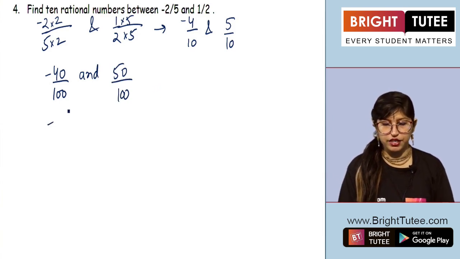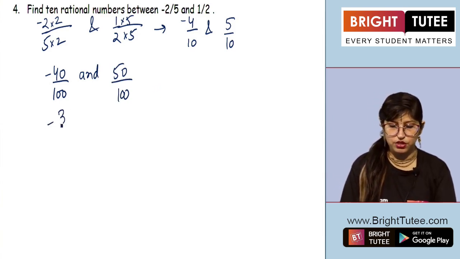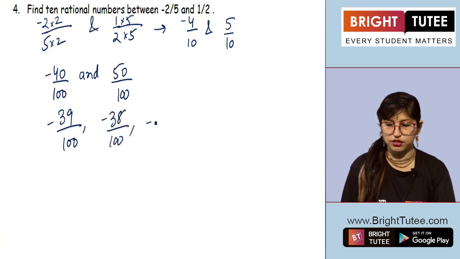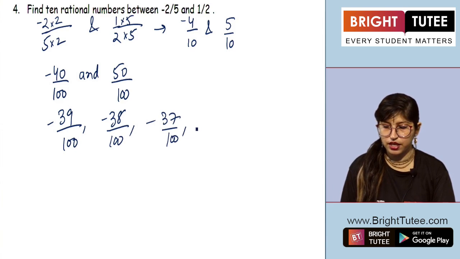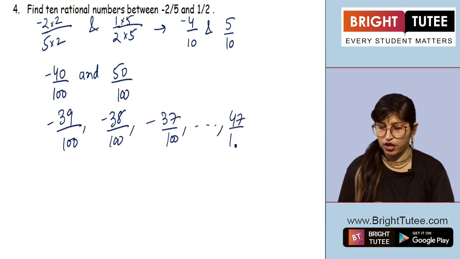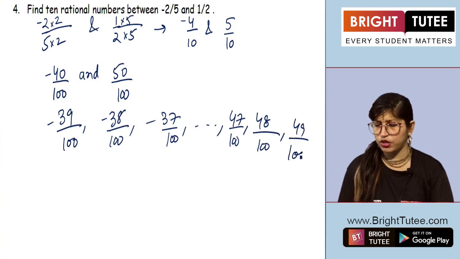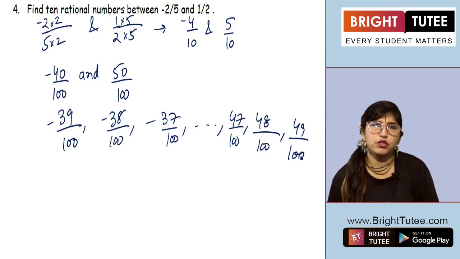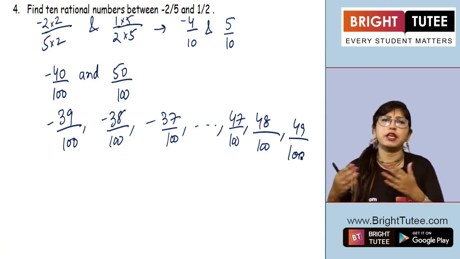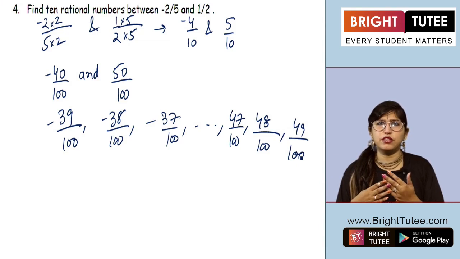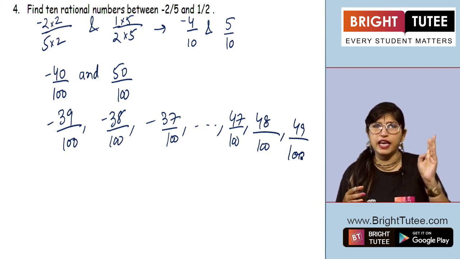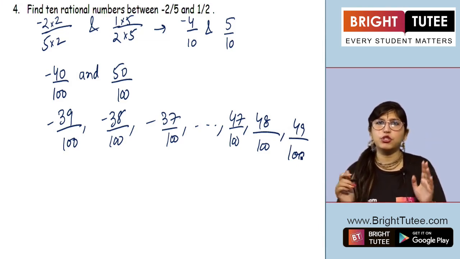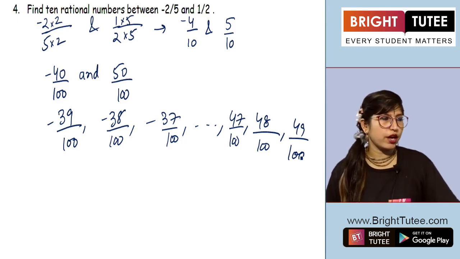Now you can start writing it down with any of them. So that will be minus 39 upon 100, minus 38 upon 100, minus 37 upon 100 till 47 upon 100, 48 upon 100, 49 upon 100. So now we have more than 10 rational numbers. You can write any of them. So without even thinking, we can make the denominator same and multiply numerator and denominator by 10 so that we don't have to count again and again, and we can simply find the answer which we wanted.